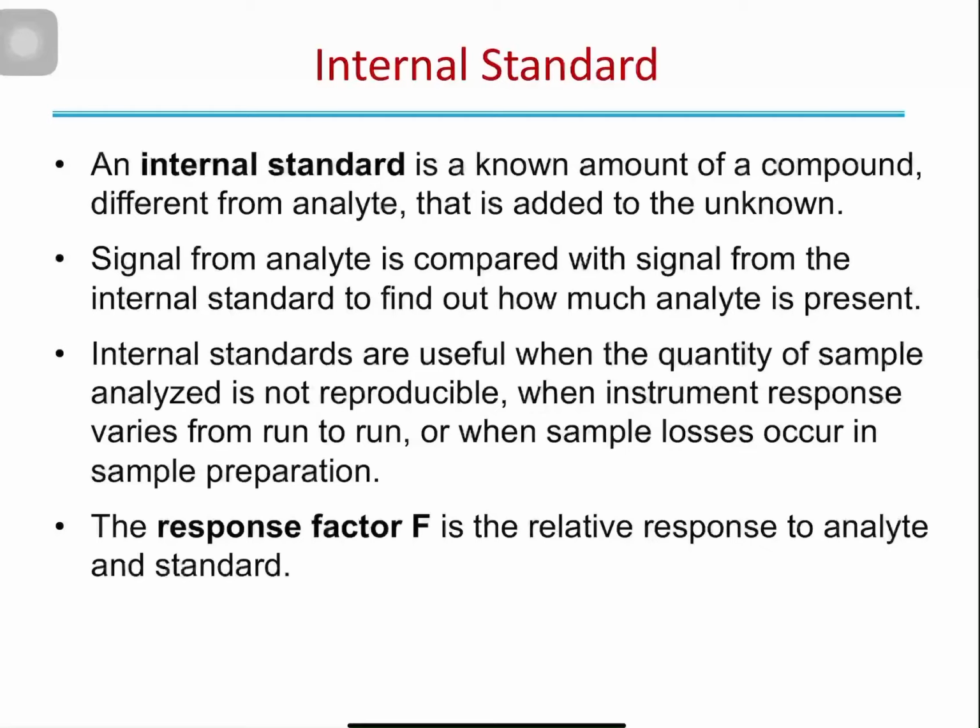Now we are going to talk about another type of addition, which is called the internal standard. An internal standard is a known amount of a compound which is different from the analyte. So now we're adding a standard solution of something that is different from your analyte to your unknown solution. The addition of an internal standard is important when the signal that we get from our instrument for the analyte is different each time we do the experiment, or is different from run to run.